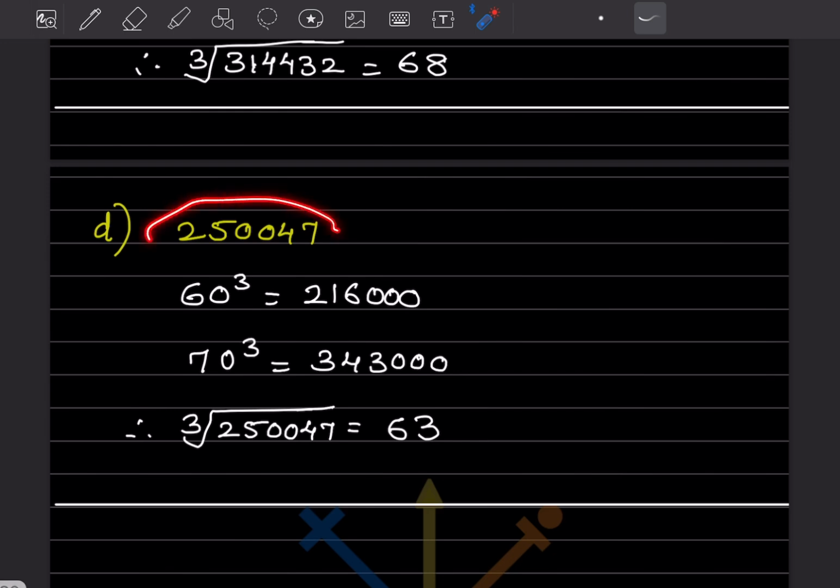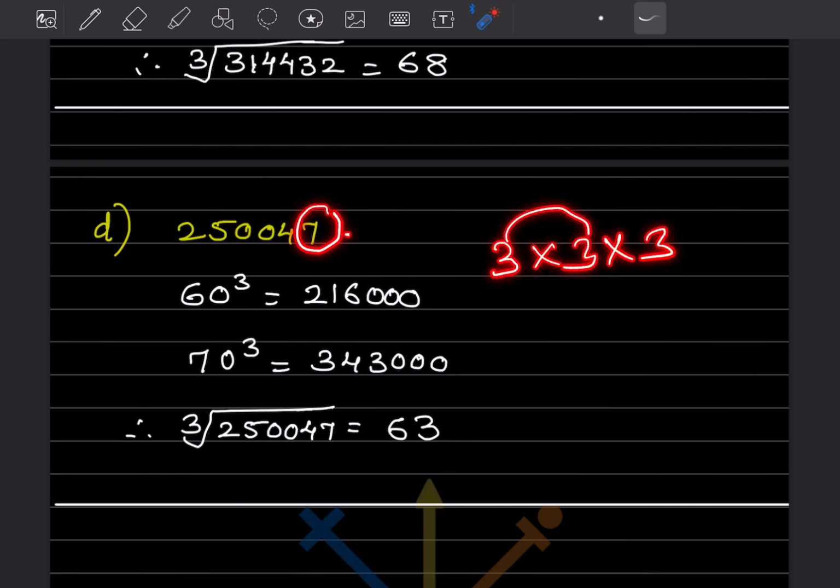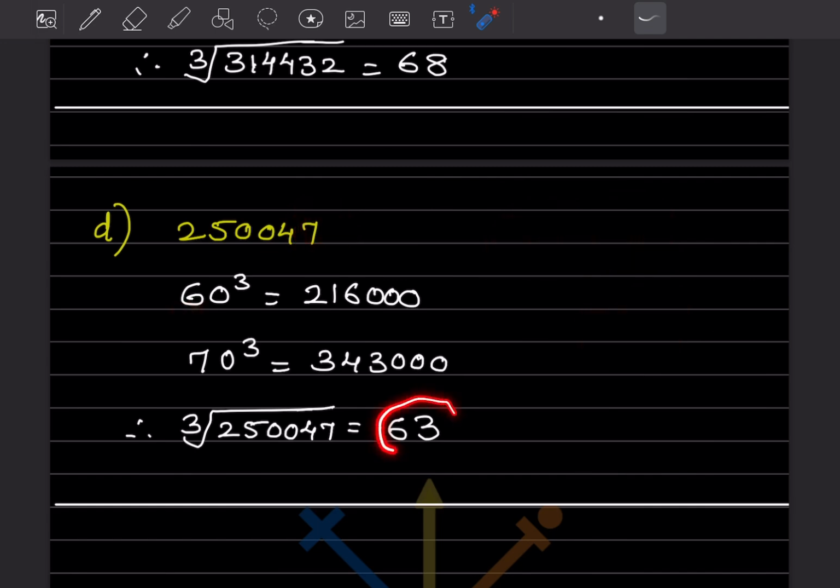Now here, see here. This lies in between 60 cube and 70 cube. Again here I said 216 and 3 zeros, and this will be 343 and 3 zeros. So now again concentrate on 7. Where do we get 7? We get 7 with 3 into 3 into 3, because 3 3s are 9 and 9 3s are 27. 27 means the unit place is 7. So what are you going to write here? 63. This is the only possibility.